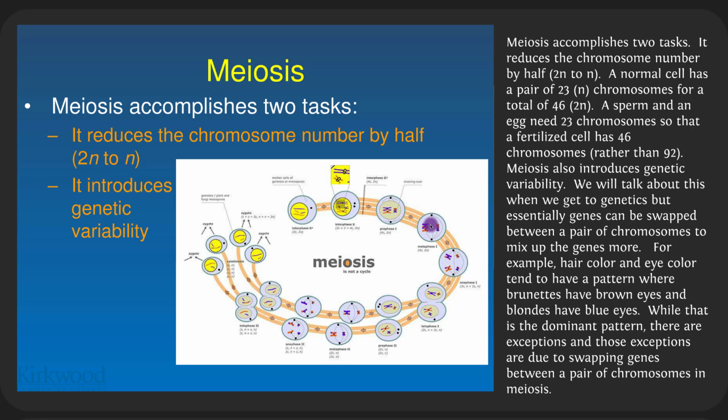Or maybe we should go back to here, that this chromosome here has brown hair and brown eyes. The orange has blonde hair and blue eyes. Brown hair is dominant, but you've got the blue eyes as well. So you've mixed up eye color and hair color because of this crossing over that occurs in meiosis.